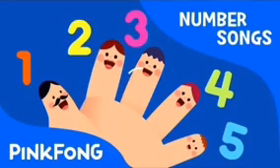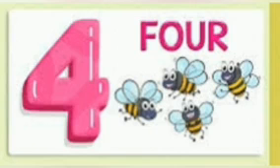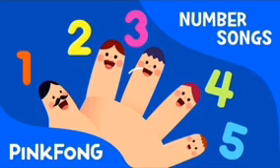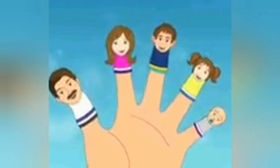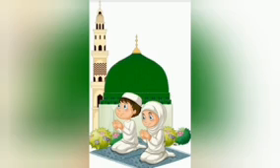Dear class, let's sing a numbers poem. I have five fingers, I have five fingers on my hand. They all stand up and say, 1, 2, 3, 4, 5, 5 times a day. A Muslim has to pray, Fajr, Zohar, Asr, Maghrib, Isha. 1, 2, 3, 4, 5.